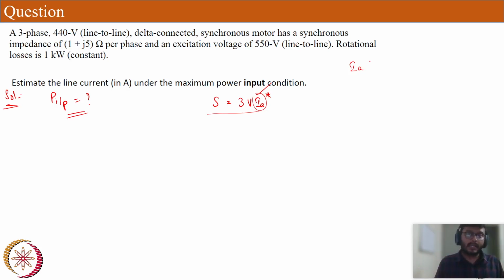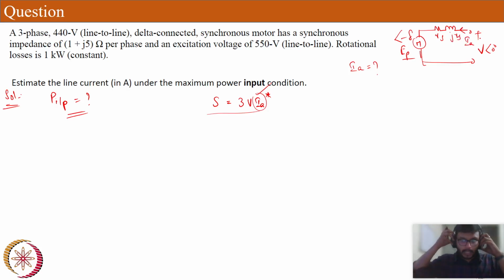So how can we get IA? Is it a motor or generator? It is a motor. Just draw the equivalent circuit. This is V, it's a motor, and this is EF. Since it's an input power condition, let's take V at an angle of 0 and EF at an angle of minus delta, with RS and jXS, and current IA. From this, can anyone tell me the formula for IA?